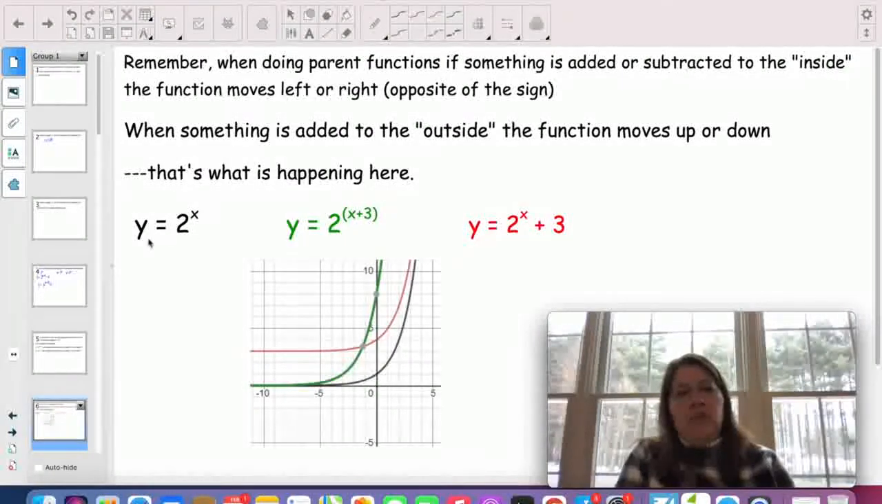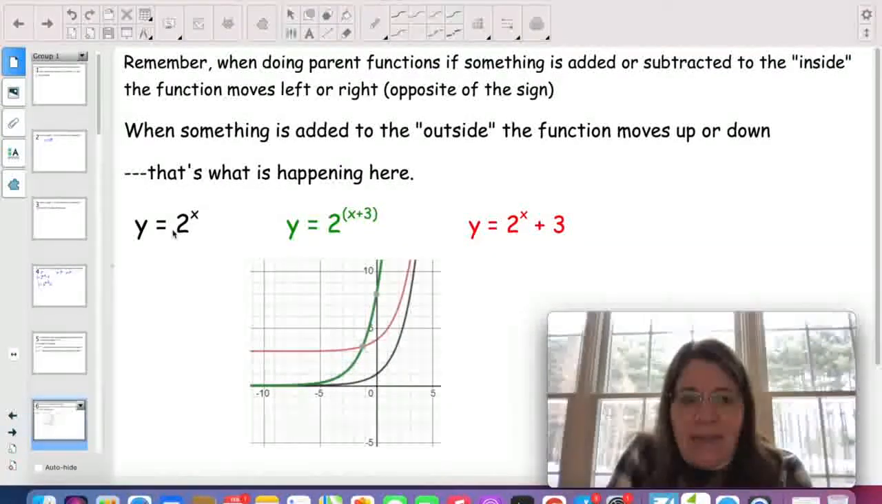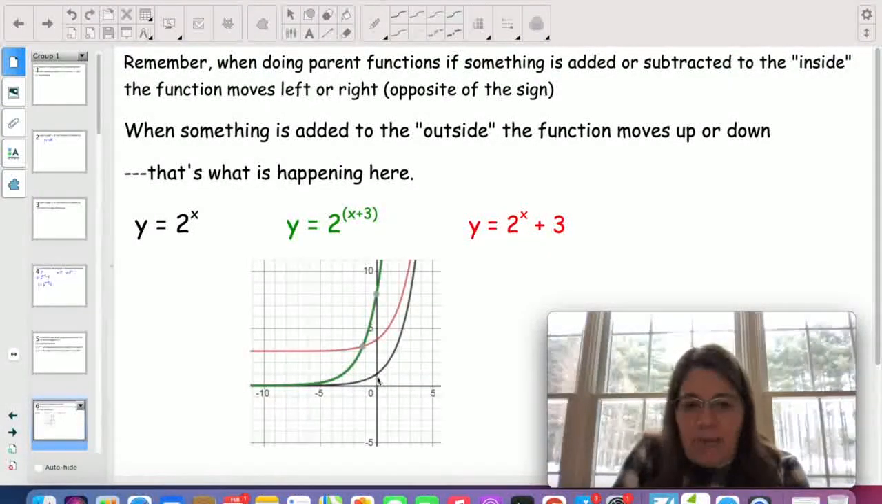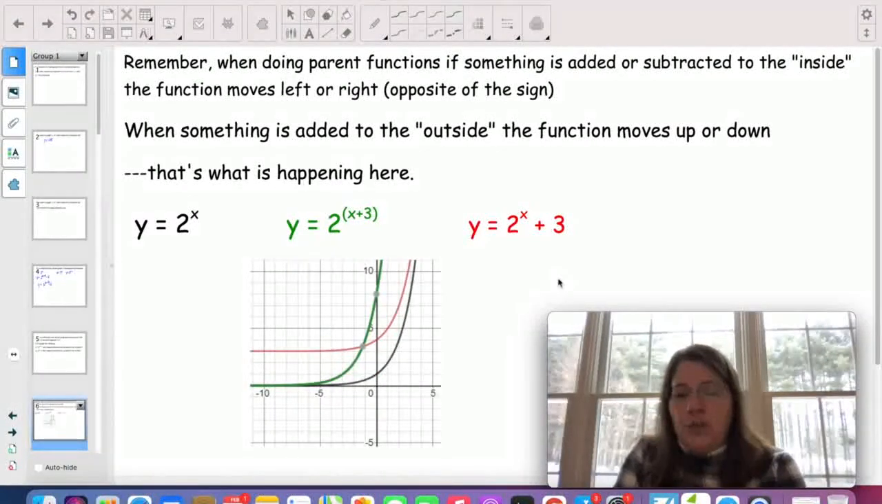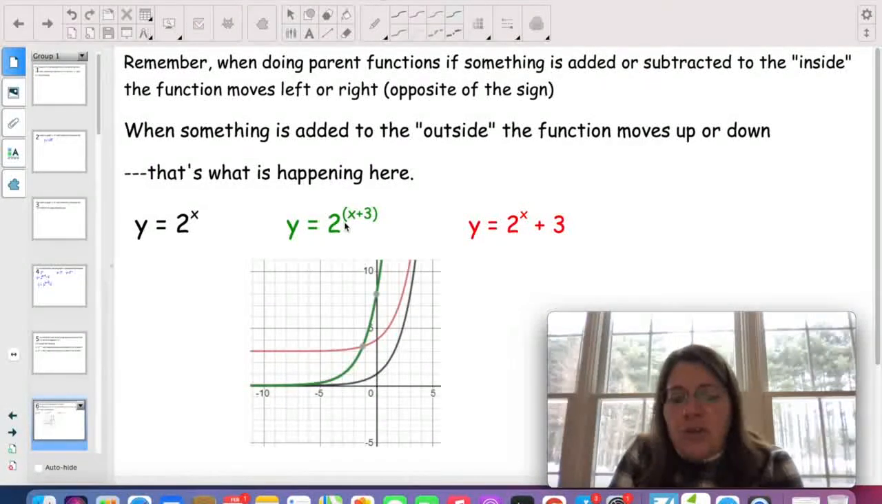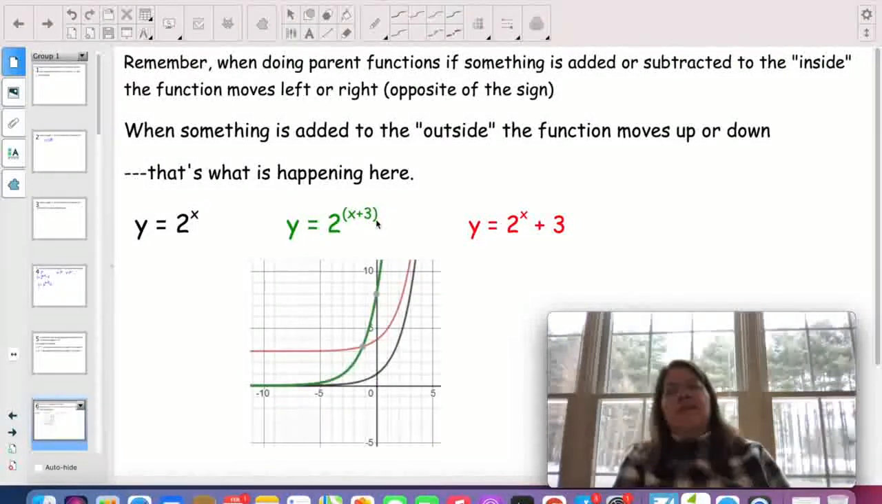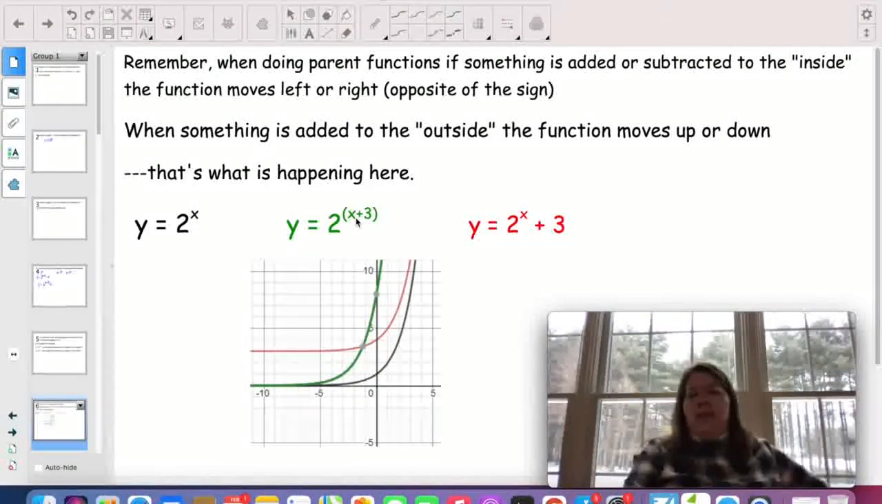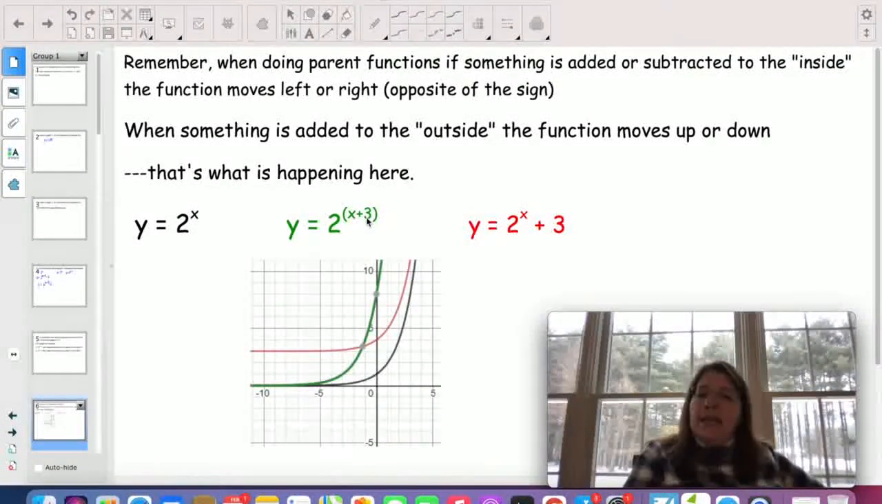The y equals 2 to the x graph is the one in black here. That was the original graph. And you can see the a value was 1. That's where it crosses the y-axis. And I'm going to use that point as a reference for what's happening with these other two. So if you look at this point where in the original or in the parent function it crosses the y-axis, this green function is a transformation, and I'm going to say, okay, this is an x plus 3. So I'm going to say, well, that graph is going to move left 3 because it's an inside transformation. The inside tells us right or left.